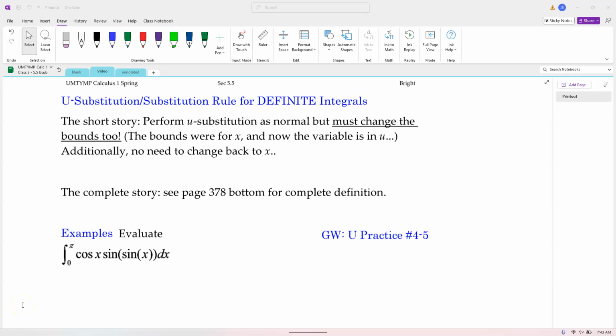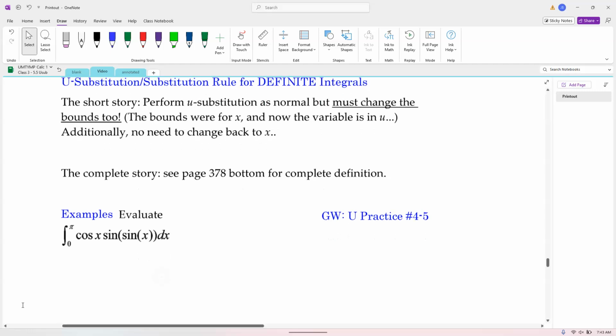All right, use substitution and definite integrals. Long story short, do the same thing. Okay, do the u sub, but the only thing is that the bounds that existed for x were x bounds, right? So when you're changing it to an integral containing u, the bounds need to change to u bounds, right? So you need to run the bounds through the substitution and change the bounds as well.